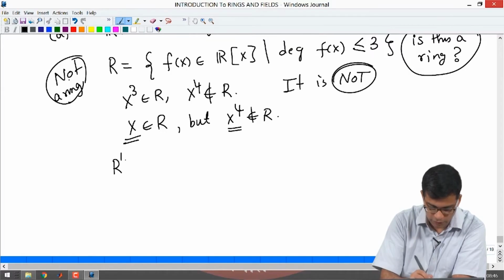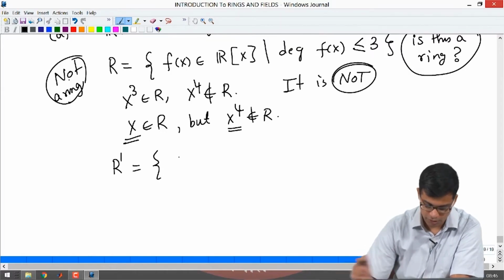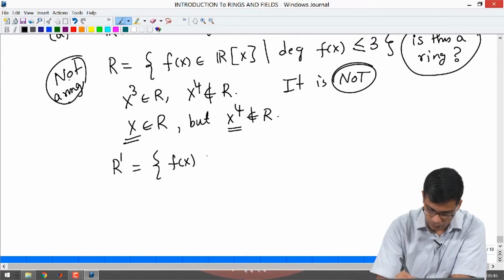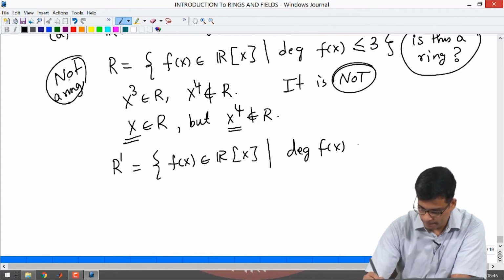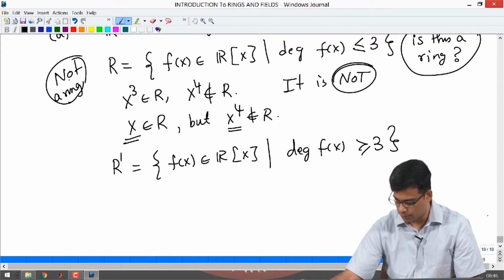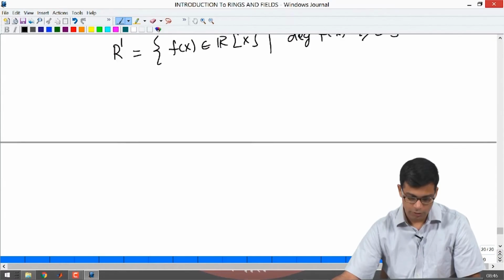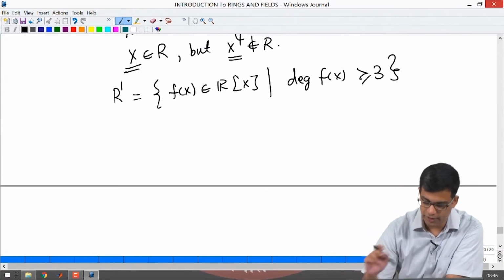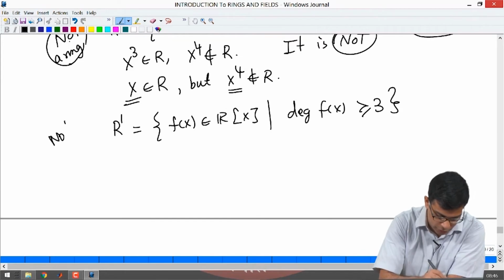What about if I modify this inside still the polynomial ring over real numbers? Let us look at f(x) inside R[x] with degree of f(x) at least 3. So, I am just inverting the inequality. Here I am taking degree at least 3. Is this a ring? I claim this is also not a ring.